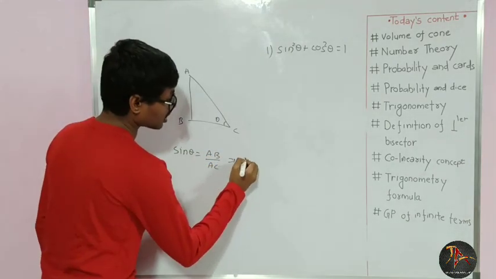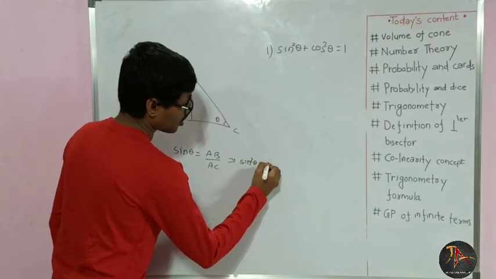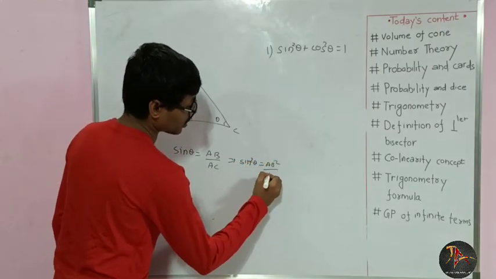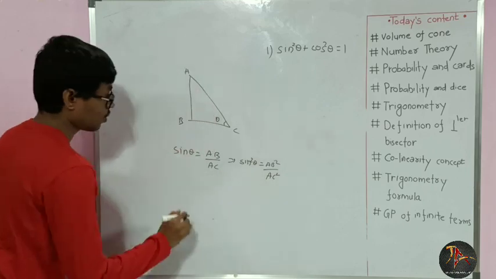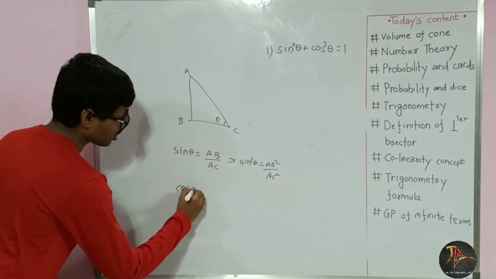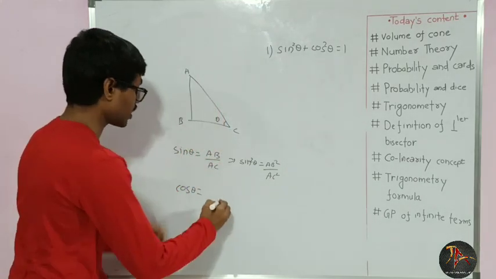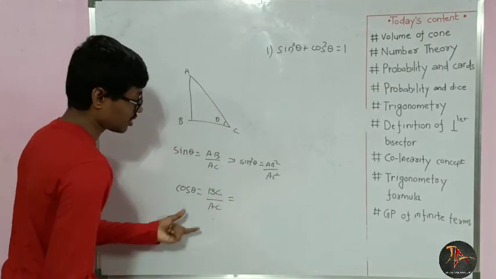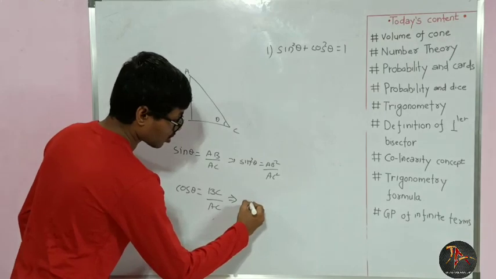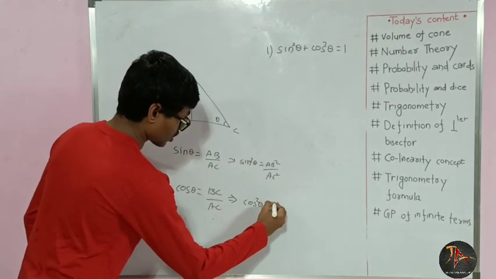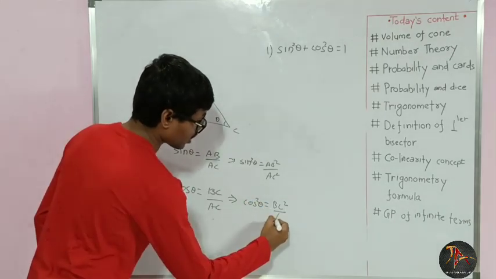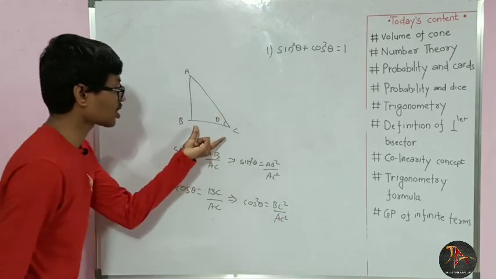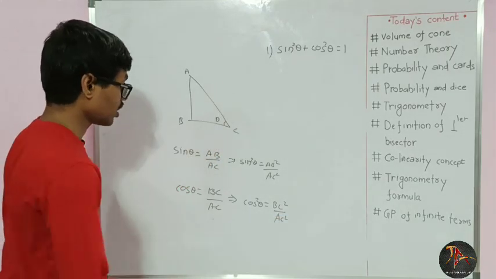So sin square theta will be AB square divided by AC square. Now similarly, if I take cos theta, then I will get BC divided by AC. If I square it, cos square theta will be BC square divided by AC square.